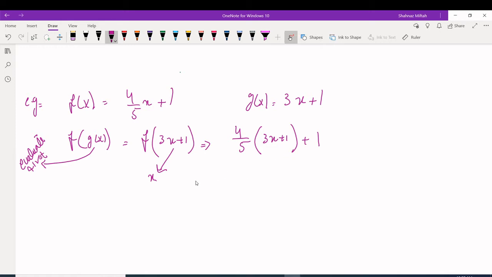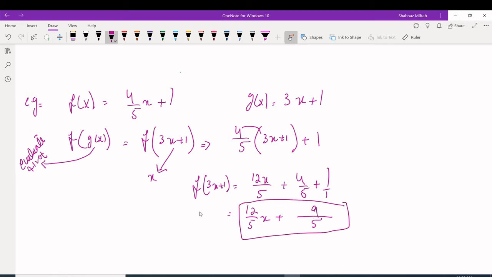So I'm going to solve this. We have f of 3x plus 1 equals, distribute, 4 times 3 is 12x over 5 plus 4/5 plus 1. We're going to leave the 12/5 x like this, and the least common denominator is 5. 4 times 1 is 4, and 5, which will give me 9 over 5. So this is my composite function for f of g of x.